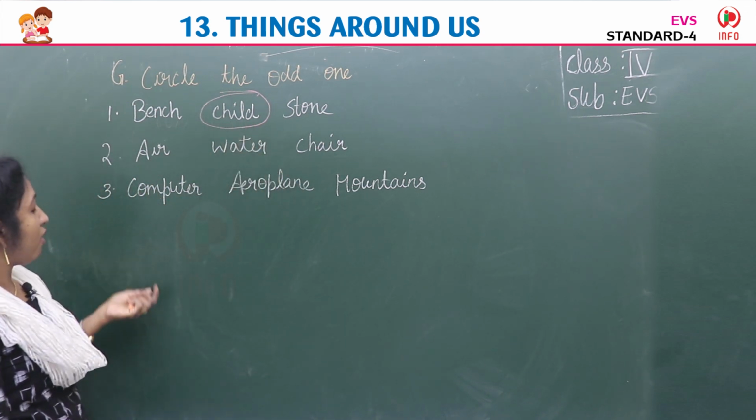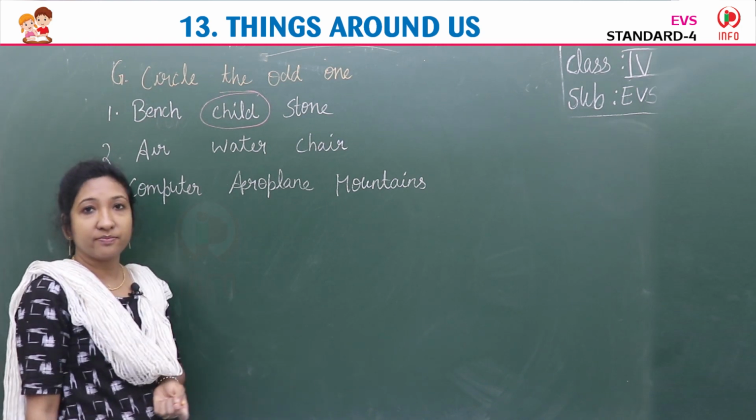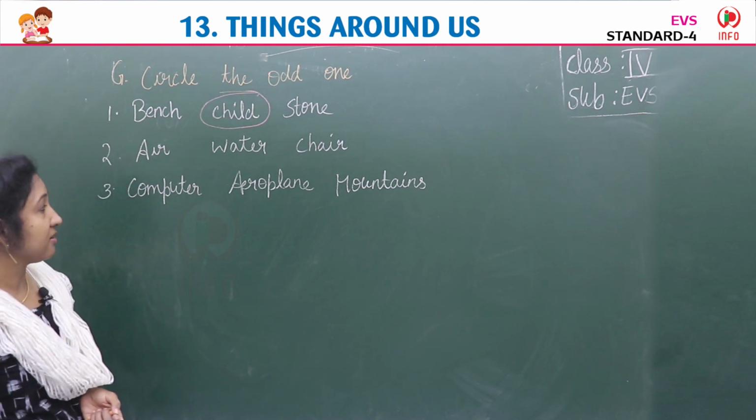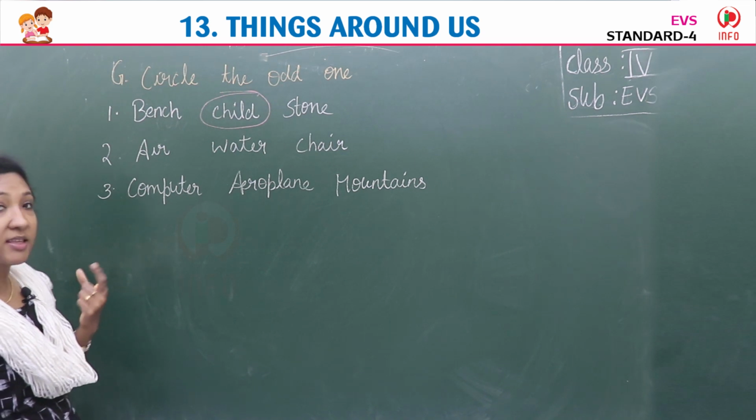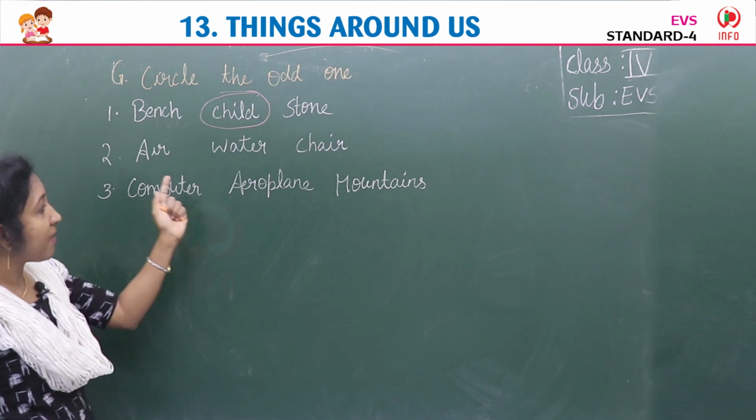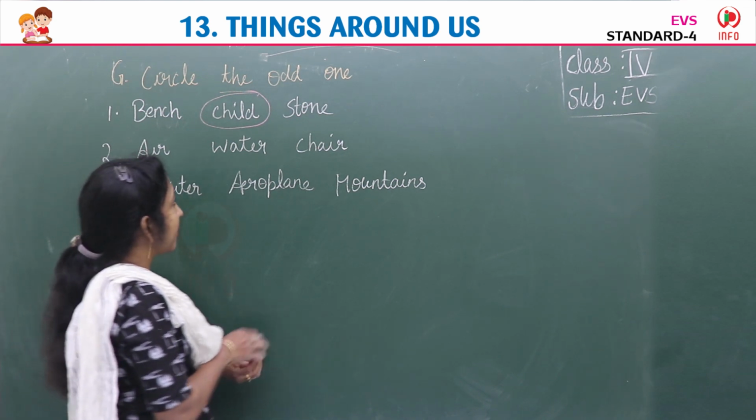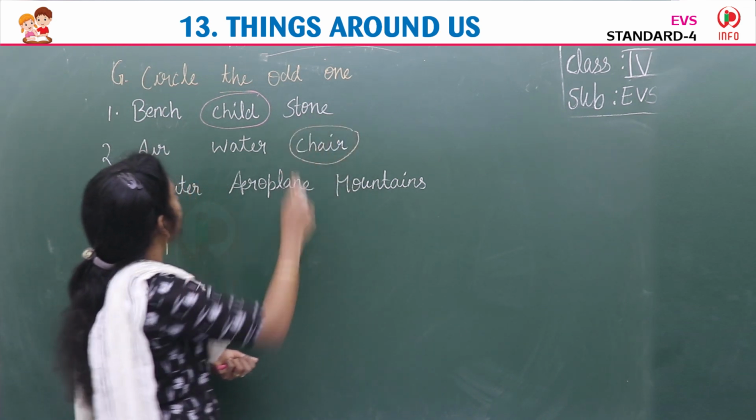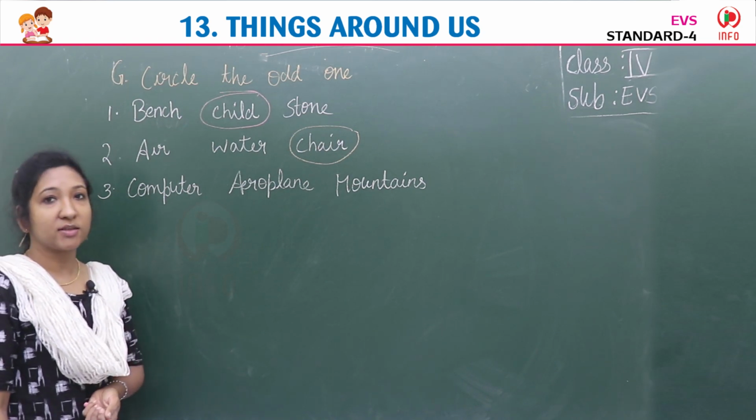Second, air, water, chair. Man-made thing. Hint is given as man-made thing. See the textbook, hint is man-made thing. Yes. So among this man-made thing is what? Yes, chair. So mark it. Air and water are natural things.